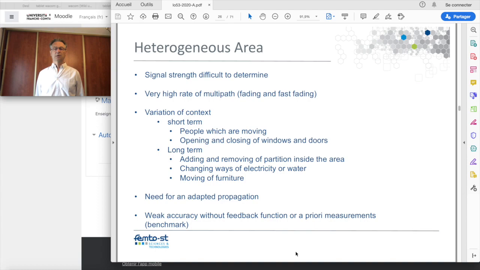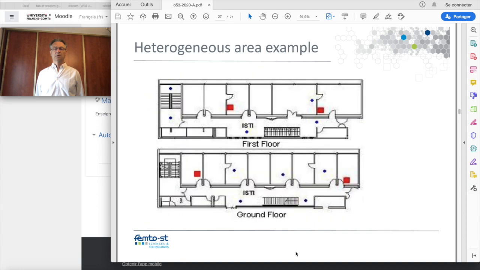So if you don't use any feedback function, you are going to have a weak accuracy in such an environment, and you need feedback information or a priori measurements, which is a benchmark. So this is an example of a heterogeneous area.